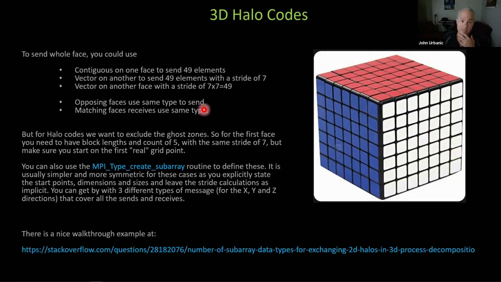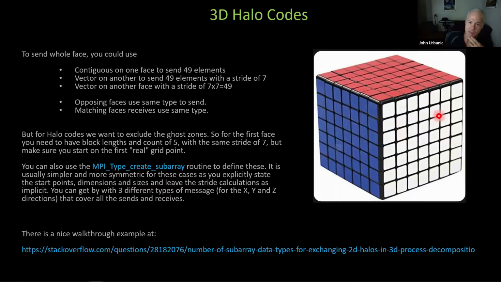Now, in reality, halo codes, as you recall, no doubt, since you're thinking heavily about this right now, I hope, have actual ghost zones on them. You don't want to send the whole face. If you start talking about the ghost zones here, if we had this face, we really only want to send the interface here. Just like on the Laplace code, when you're sending strips, you don't want to send the entire strip. You really want to send 1,000 elements. You don't want to send 1,002 of them. You don't want to send the 2 pieces on the end that are the boundary conditions.